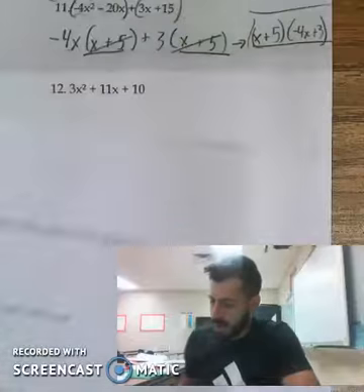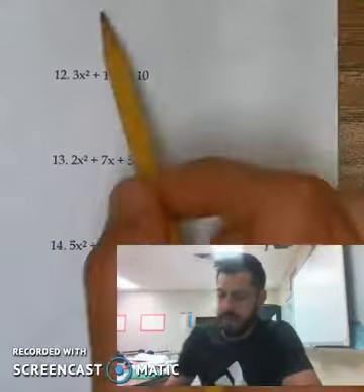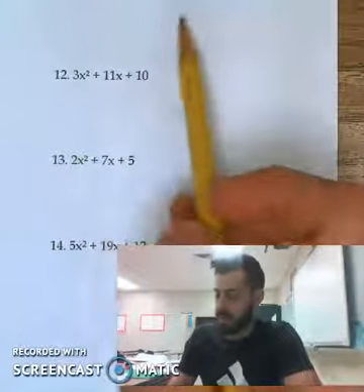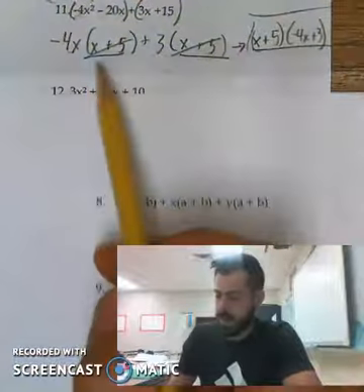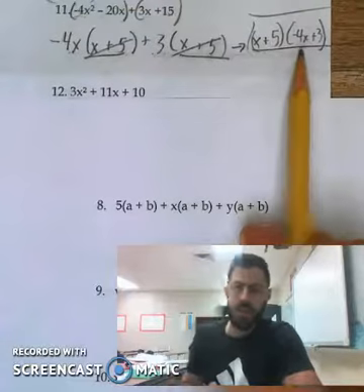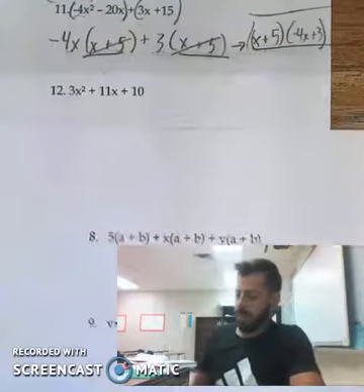We know that we can break this one into negative 4x times x plus 5 plus 3 times x plus 5. I'm sorry, yes. Negative 4x and then x plus 5 plus 3 and x plus 5. Then we factored out the x plus 5. And then we were left with a negative 4x plus 3.